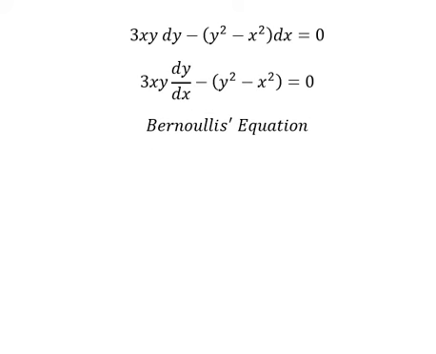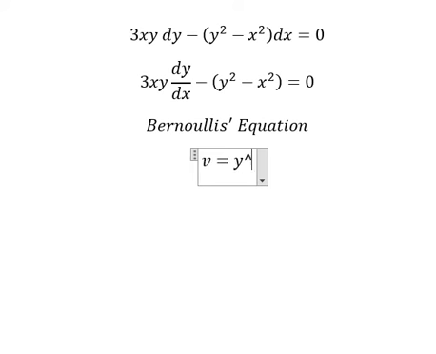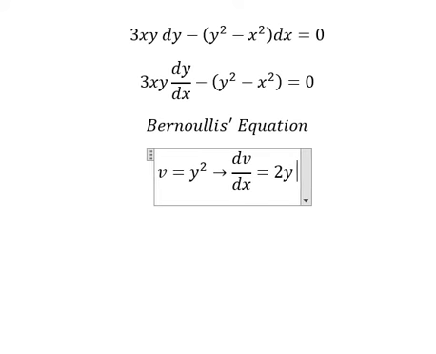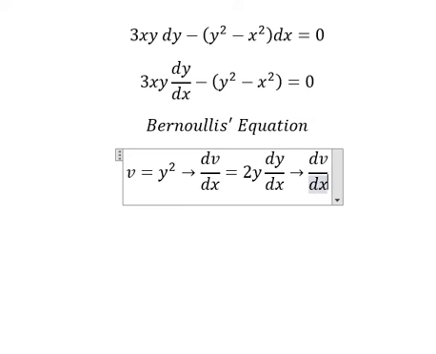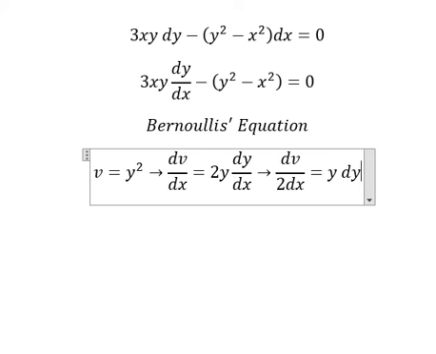equation. So I will put v equals y squared. If we first take the derivative of both sides, you get dv over dx equals 2y dy over dx. Because we don't have the number 2 here, we need to divide both sides by 2. So you get dv over 2dx equals y dy over dx.